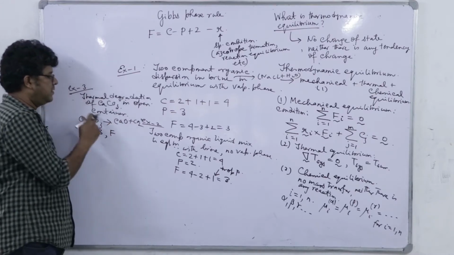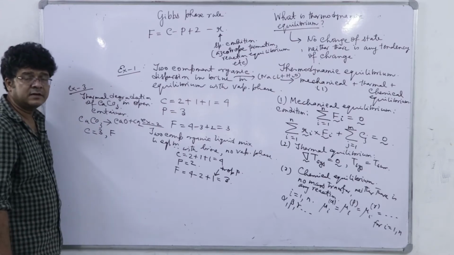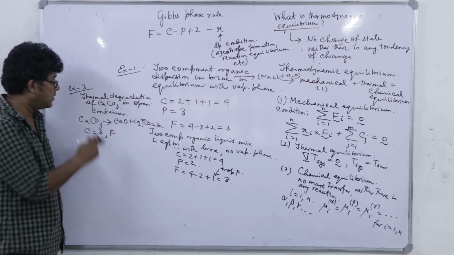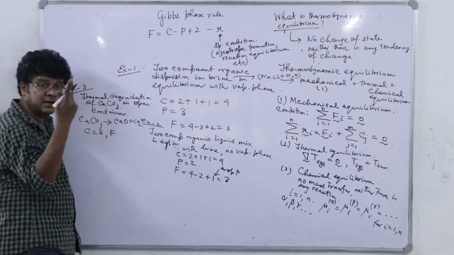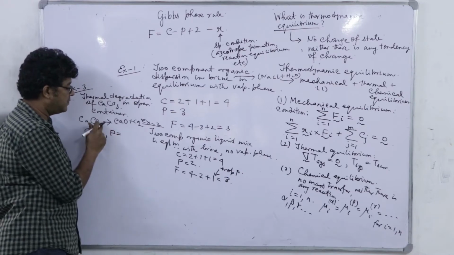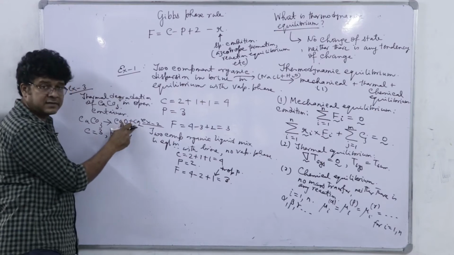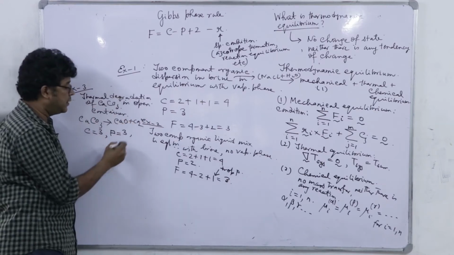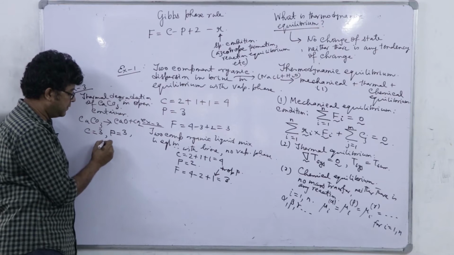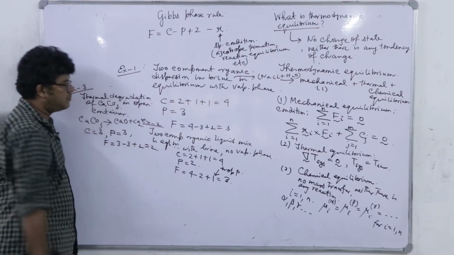Number of phases: one solid phase and another gas phase, but actually that is wrong. Calcium carbonate and calcium oxide are 2 different solid phases. So, the number of phases will be 1 plus 1 plus 1, 3, right? And definitely as there is gas, pressure is important. So, degrees of freedom F will be equal to 3 minus 3 plus 2 equal to 2.